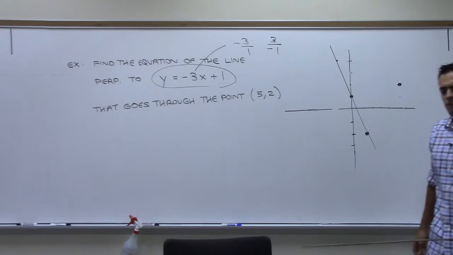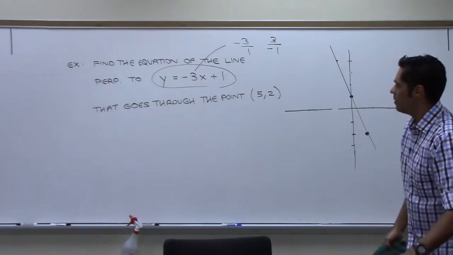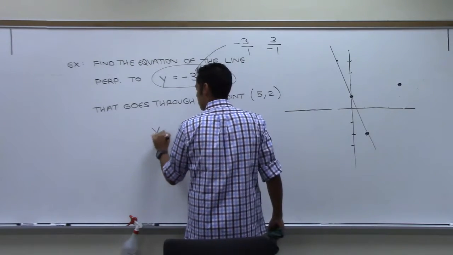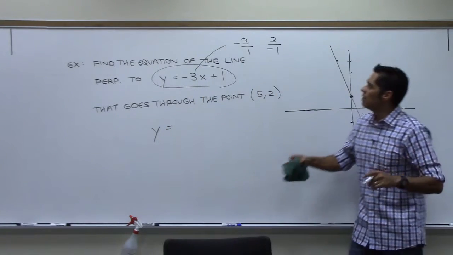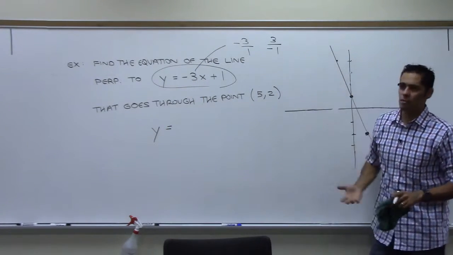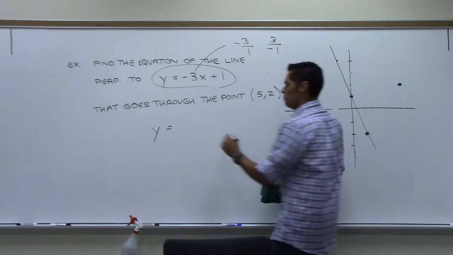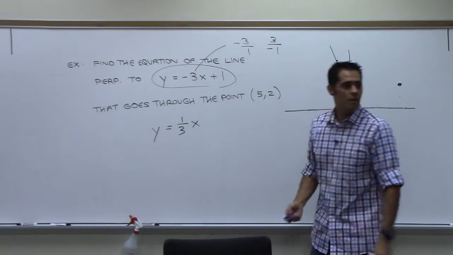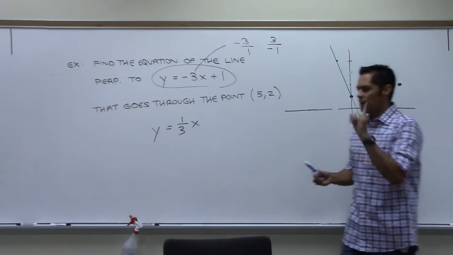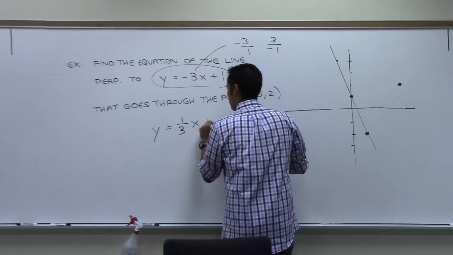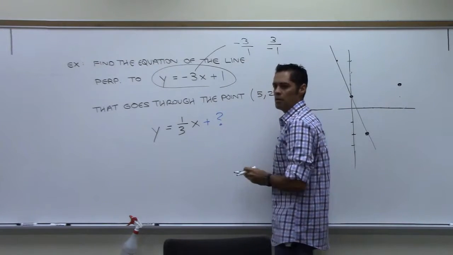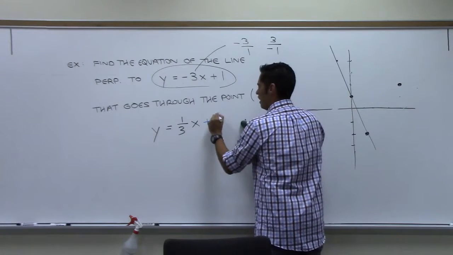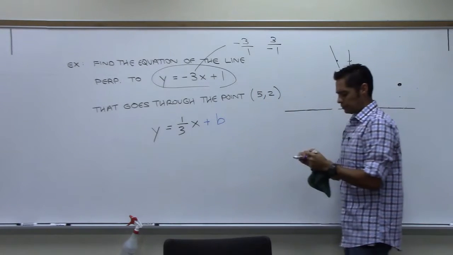What can you tell me so far about this line that I'm looking for? Its slope is what? The negative reciprocal of that. So it should be what? 1/3 x. That's what I know about this equation so far, right? I do not know what this is, right? That's a question mark. I don't know what that is. So let me just call it b. Is that fair?